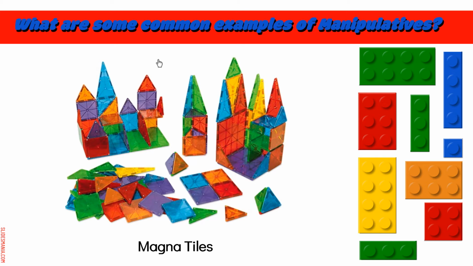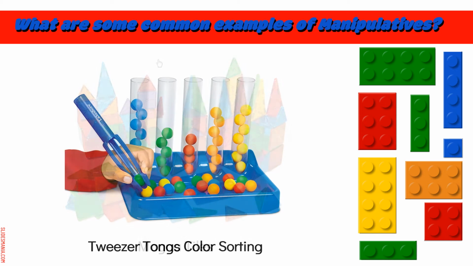Magnetiles are a manipulative that we have in the early childhood classroom at KEC. Kids absolutely love Magnetiles. They can do a variety of creative things with them. All different ages can use them in whatever way is appropriate to that age. Another one that I found was tweezer tongs in color sorting. As we see here, the child is using these tongs to pick up the little balls and then deposit them in the tube. Fine muscle skills are used when they're using the tongs, and sorting skills as they sort the colors as to which color goes in which tube.